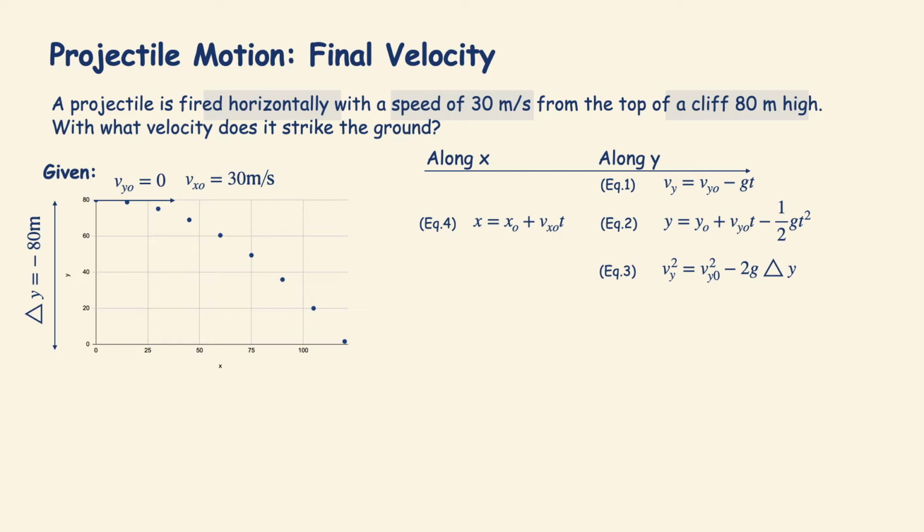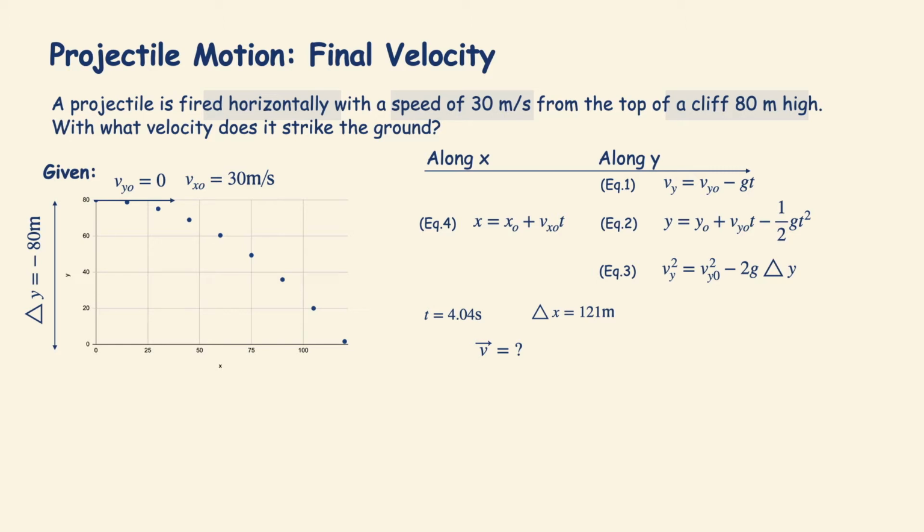I have included the equations that we used for the projectile motion that helped us determine what the time of flight was, 4.04 seconds according to our previous examples, and the displacement in the horizontal direction, which turned out to be 121 meters. The question, of course, now is what is the velocity with which the projectile strikes the ground?